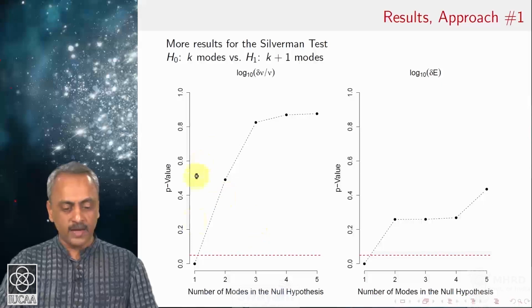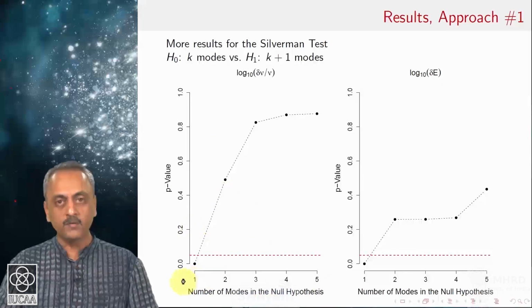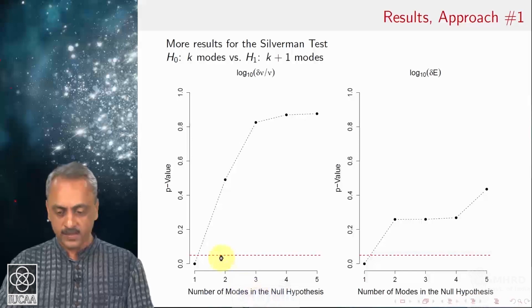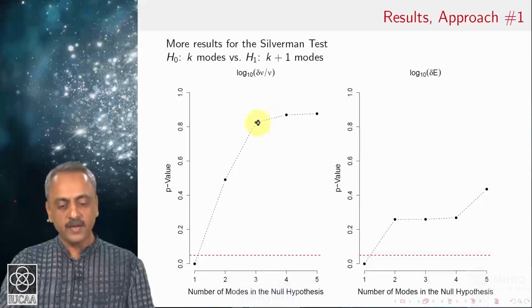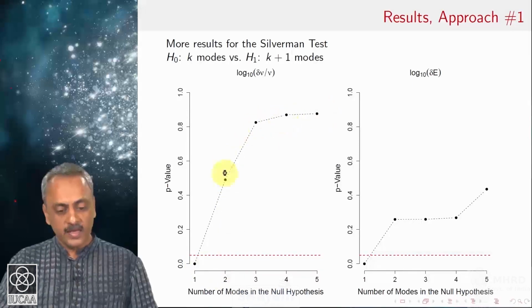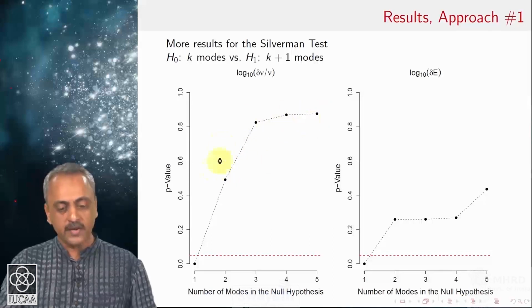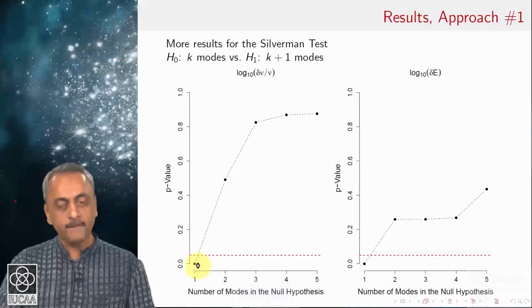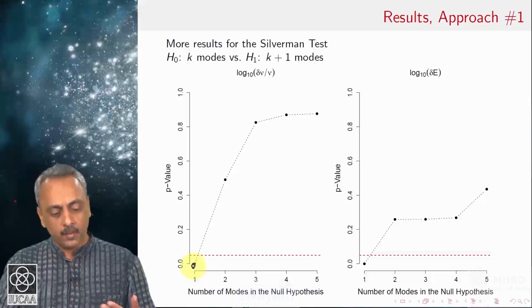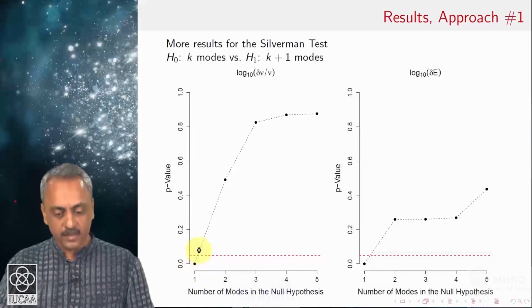So, if you compute the p value as a function of the number of modes in the null hypothesis, you get these kinds of plots. 1 against 2 is where the p value is really small, but for 2 against 3, 3 against 4, 4 against 5, these p values are fairly large. So, you can't really say anything about the number of peaks that way. It just says that the data is more consistent with more than one peak.